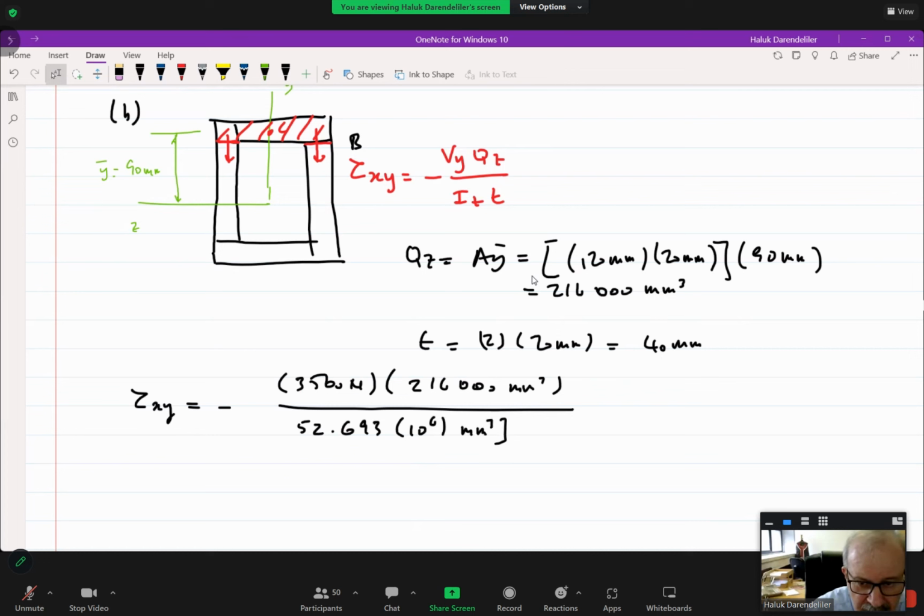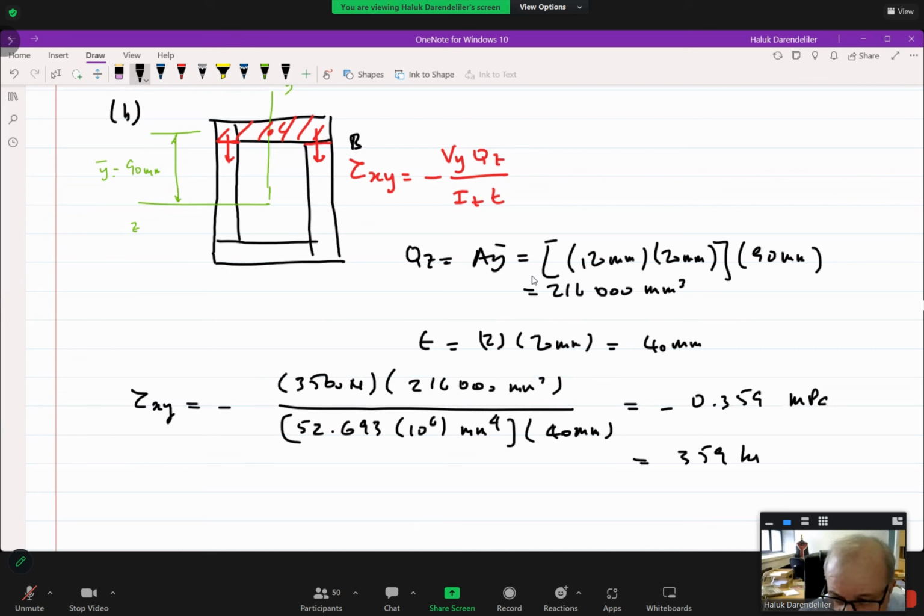And finally, we have the thickness, T, which is 40 millimeters. And from here, what you get is minus 0.359 megapascals, or that's equal to 359 kilopascals. Any question?